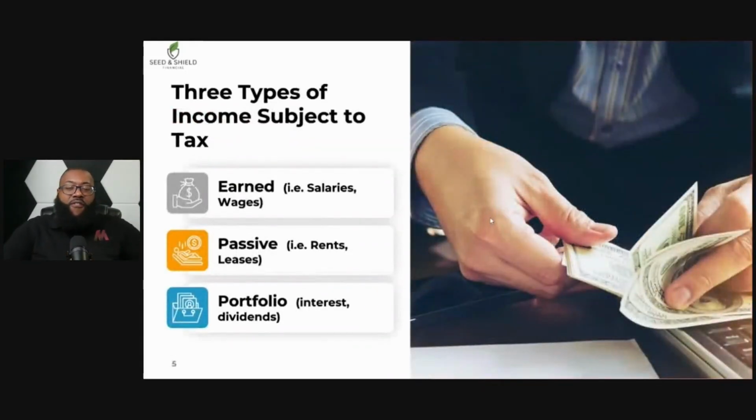So to have a firm understanding of what can be taxed, I wanted to really break this down on this slide for you, right? So there's three types of income that are subject to taxes. The first, the most common one, is earned income, and that is like salaries and wages, right? Then you have passive income, which can be rents. Many of you might know me as Moses the Mentor. I am a rental property investor, so I know that very well. And then you have portfolio. Portfolio income is income that comes from owning investments, like interest or dividends or the sales, right?